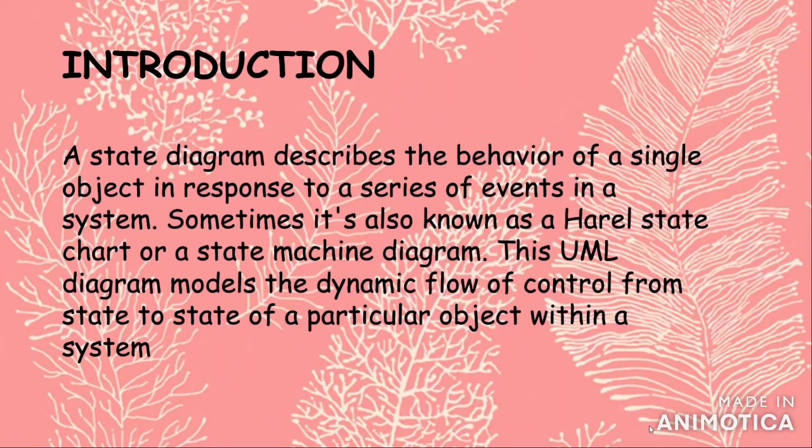A state diagram describes the behavior of a single object in response to a series of events in a system. Sometimes it's also known as a Harel state chart or a state machine diagram. This UML diagram models the dynamic flow of control from state to state of a particular object within a system.